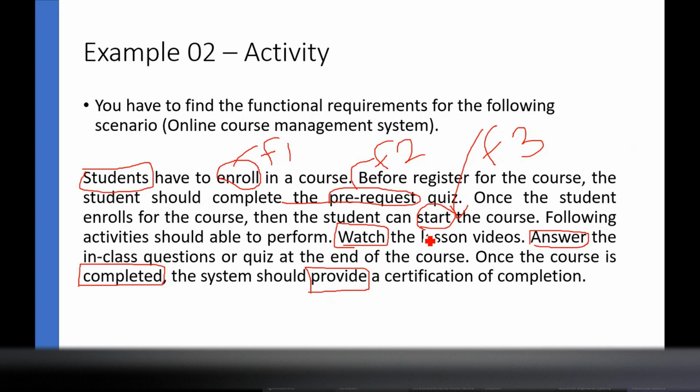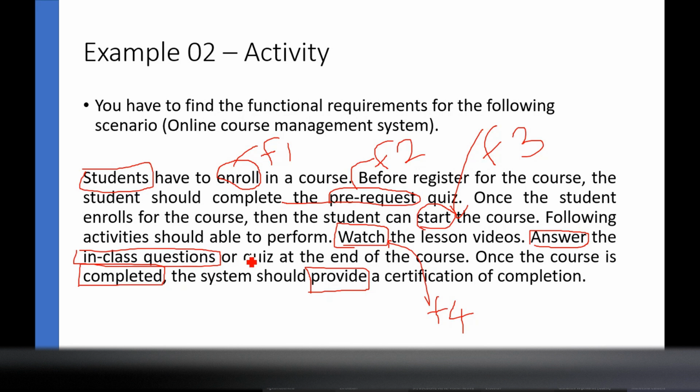Then number 4, watch the video lessons. This is functional requirement number 4. Answer the in-class questions or the quiz at the end of the course. Now there's an answering mechanism. What we can do is, answering can be a sub activity. We'll define these as main functional requirements.